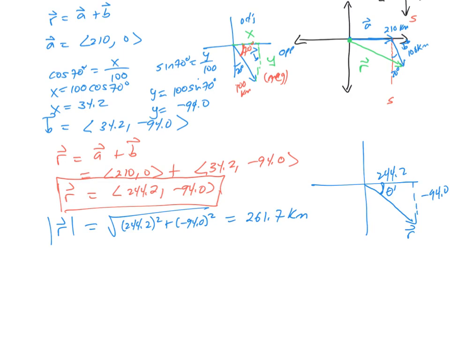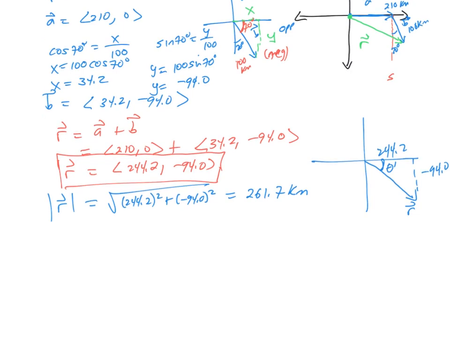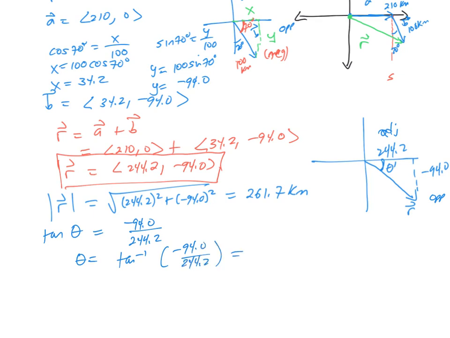And then we need the direction. So for the direction, we're going to use right triangle trig again. So we're going to say tangent of theta is going to be the opposite over the adjacent length. So the opposite length is negative 94.0 over the length of the adjacent, which is 244.2. So theta is tangent inverse of negative 94.0 over 244.2. And if you enter that in your calculator, you get negative 21.0 degrees. We have to think, does that make sense in the fourth quadrant? And it does. A negative angle of negative 21 will put us in the fourth quadrant.